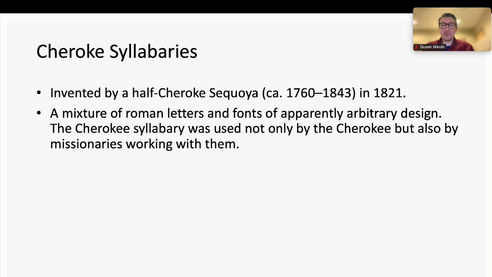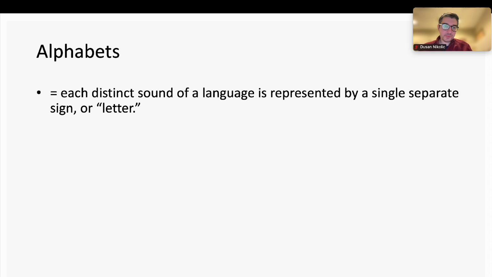The Cherokee syllabary was used not only by the Cherokee but also by missionaries working with them, and that's how Sequoia first invented this syllabary. And Sequoia and his daughter managed to convince the Cherokee people to adopt this syllabary, which they are using even today.